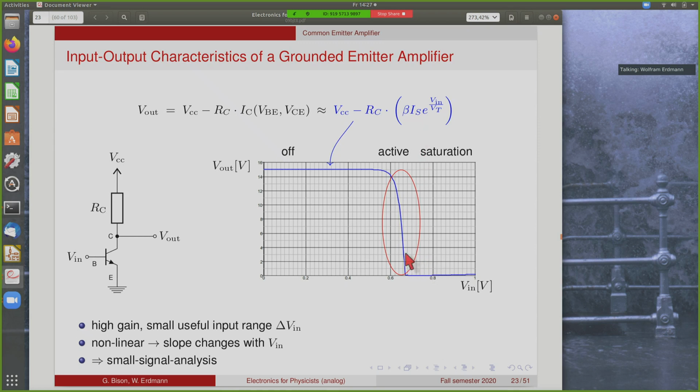And when you go too far, you get into saturation, and the current is basically zero. Sorry, the voltage is basically zero. So this is the region that we're really interested in. You notice, of course, that you have a relatively small useful input range here. The whole thing is nonlinear, so the slope of this amplifier changes as a function of the input voltage. So this is a typical case where you would apply a small signal analysis.